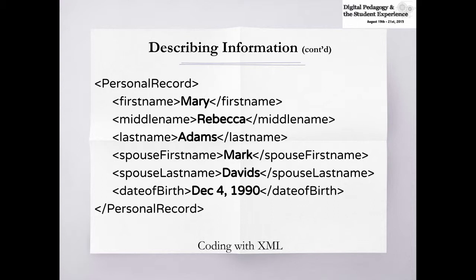In this example, we are working with a personal record that is composed of the person's full name, spouse's name, and date of birth. This record can expand to include place of residence, nationality, spoken languages, and so on. But all of this information will be contained within the personal record.